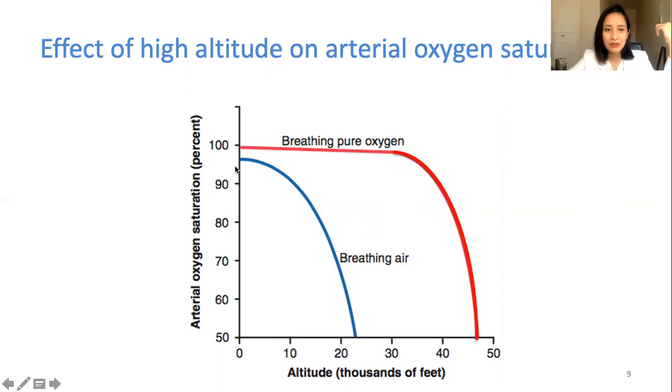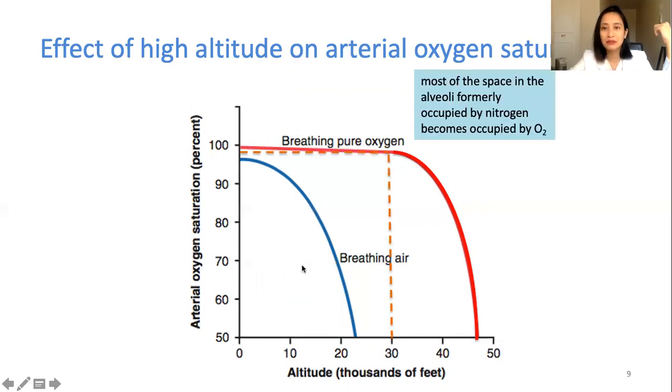So let me illustrate the effect of high altitude on arterial oxygen saturation. Normally, as I mentioned earlier, at sea level, the oxygen saturation is about 97%. At about 30,000 feet, it's below 50% already. At 10,000 feet, the oxygen saturation will be about 90%. And at 20,000 feet, your oxygen saturation will be pegged at 70%.